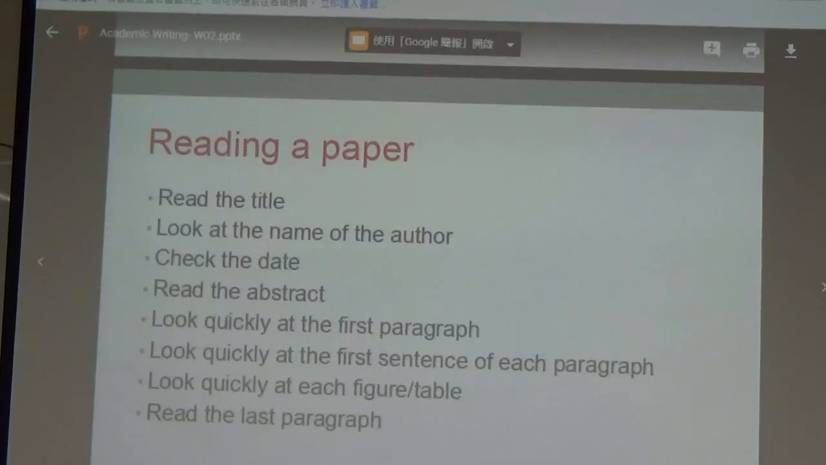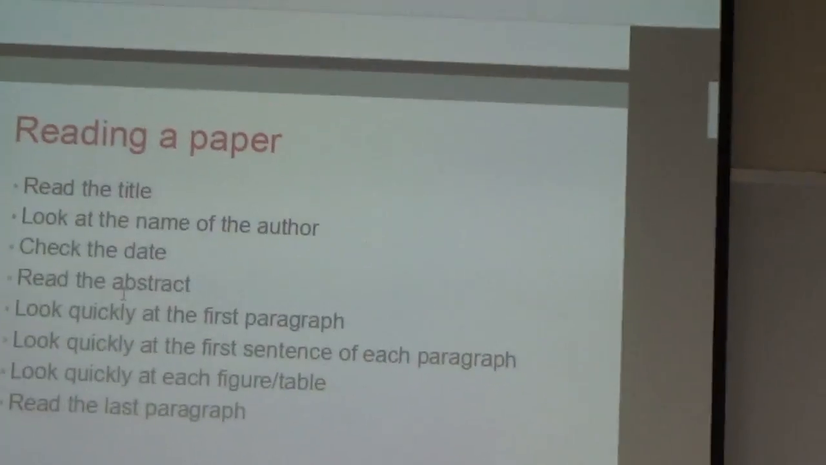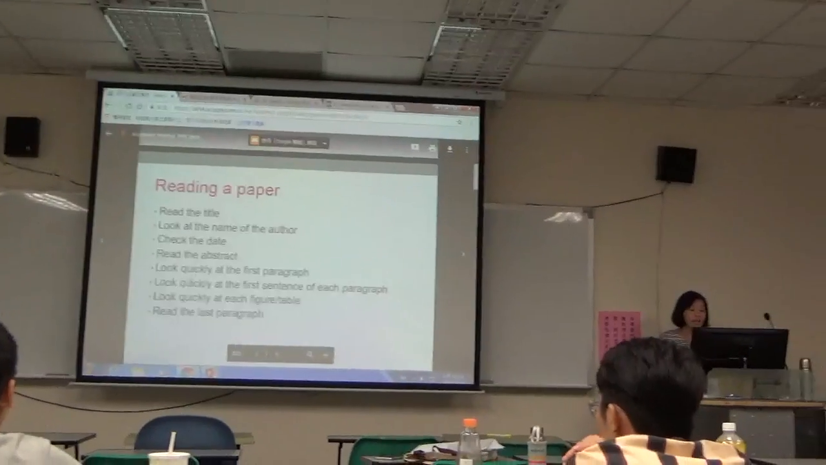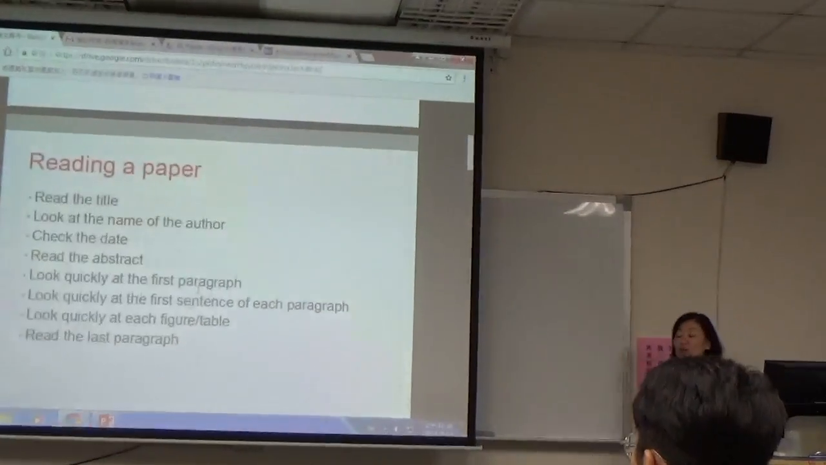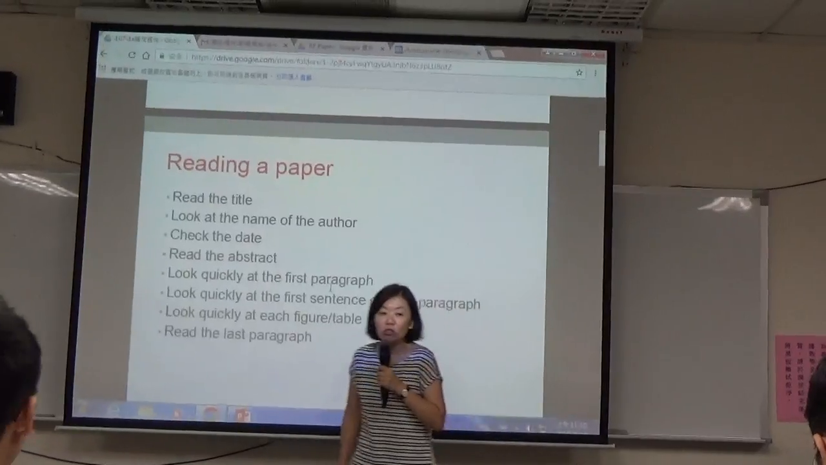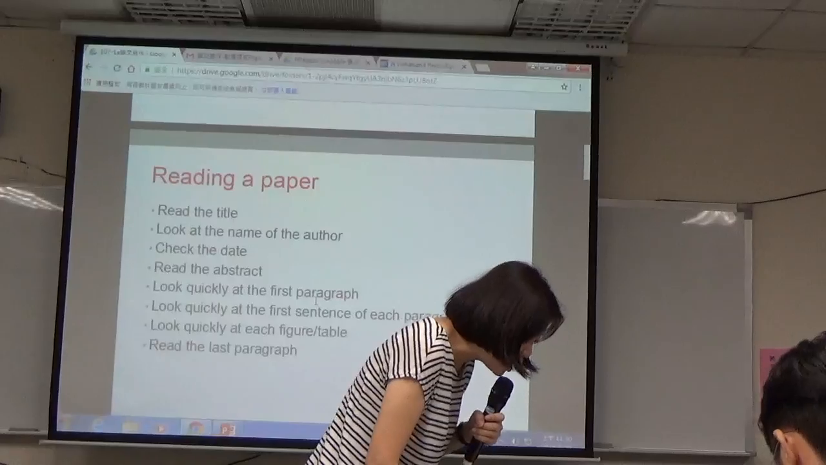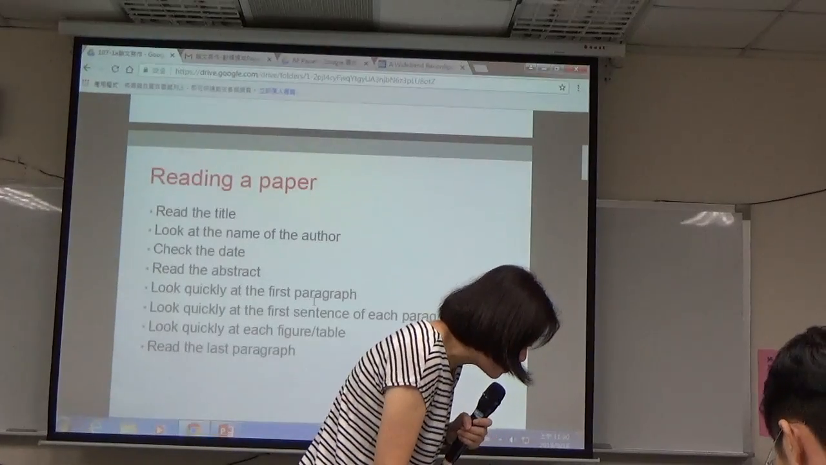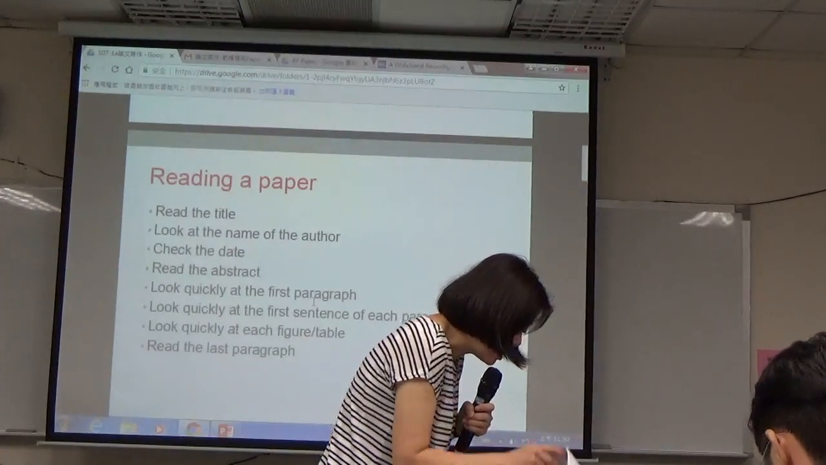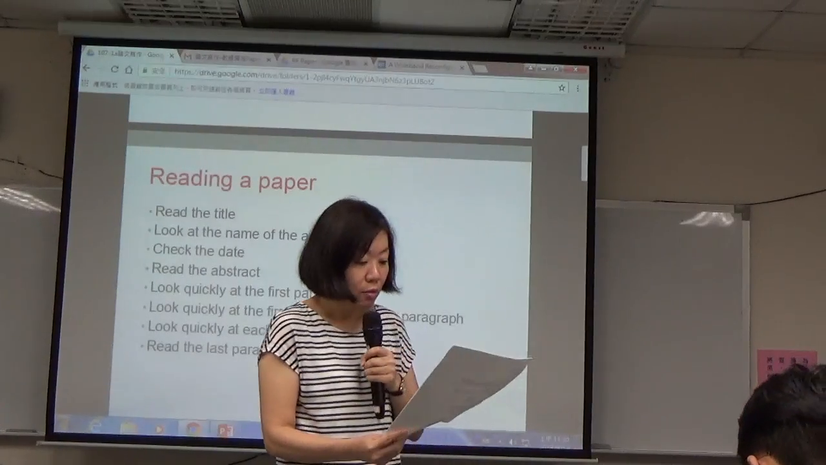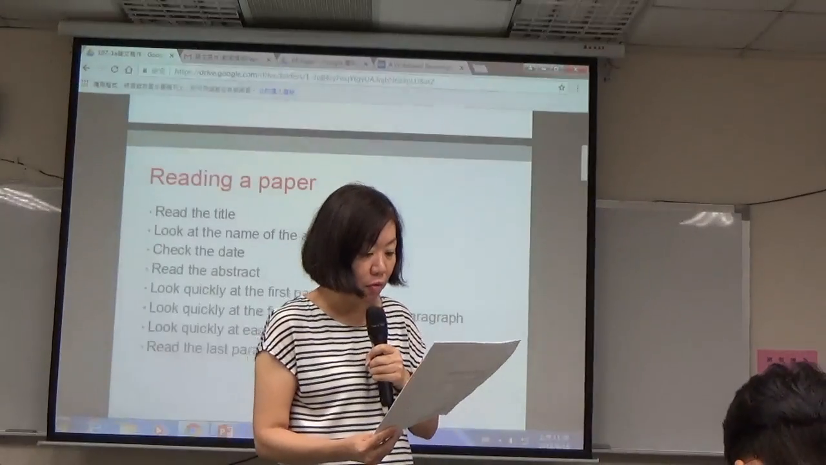Okay, we just introduced how to read a paper, how to read an abstract. We read lots of abstracts today. And then, how to read a paper? We look quickly at the first paragraph. So we have two papers here. Let's look quickly at the first paragraph. Let's read the European one first, okay? The European one, low cost cool band.